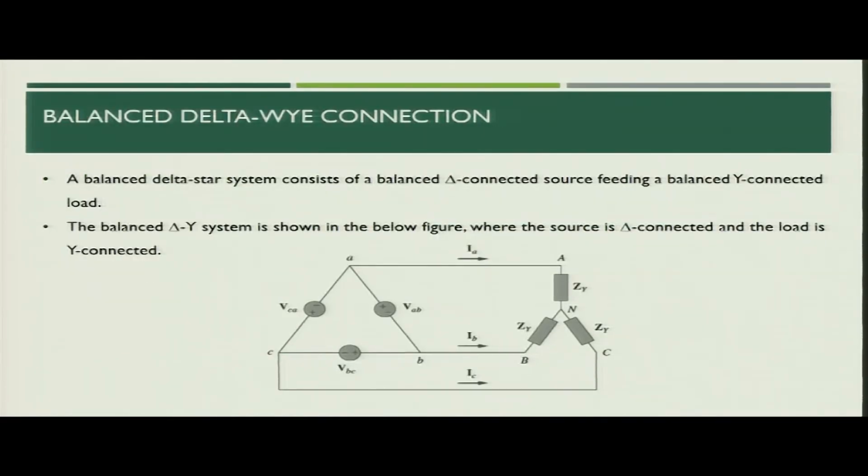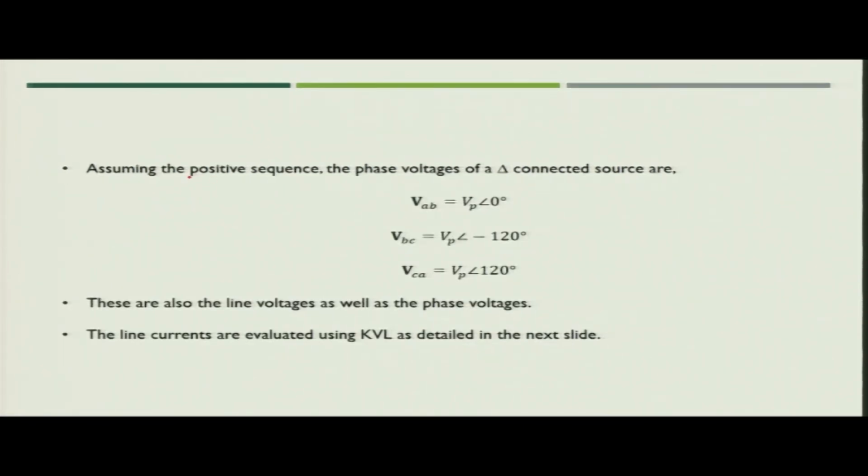So, basically in case of delta-Y connection or delta-star connection, we have the source delta connected and the load star connected. In this figure, the source is connected in delta and the load is connected in star, and the line currents are IA, IB and IC. As in the previous cases, we assume the positive sequence for the source, and the phase voltage of the delta connected source can be given as VAB equal to VP angle 0 degree, where VP is the RMS value of the phase voltage. Similarly, VBC is VP angle minus 120, and VCA is VP angle 120 degree. As you know, in a delta connected source, the line voltage and phase voltages are the same.